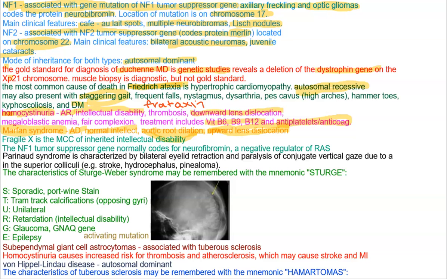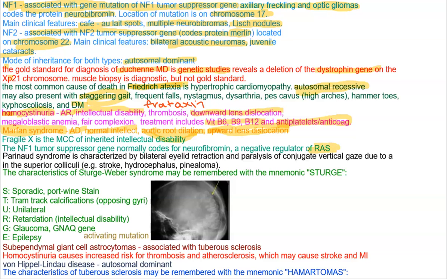The NF1 tumor suppressor gene normally codes for neurofibromin, and that is a negative regulator of RAS. I think that means the reticular activating system, but I'm not 100%.